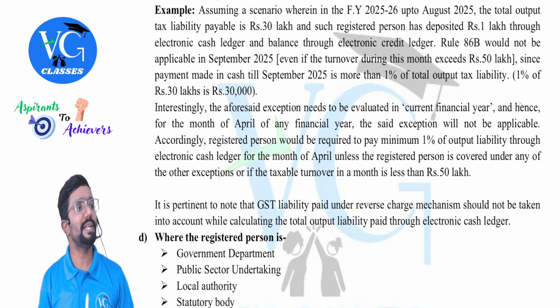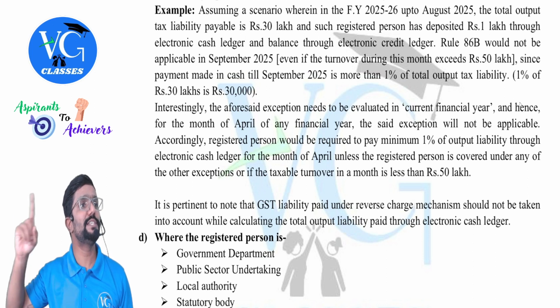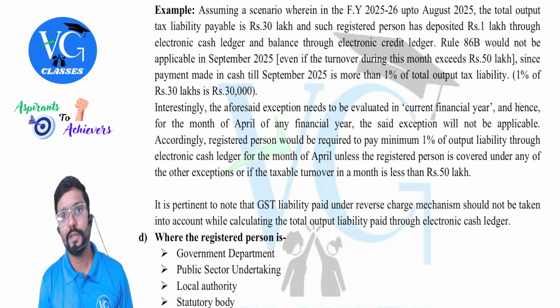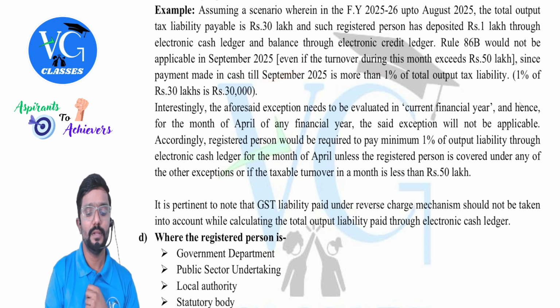So 1% of 30 lakh comes to how much? 30,000. But how much is already paid through the cash ledger? 1 lakh, which is more than 1%. Which is more than 1%, guys. Okay, this is the example.